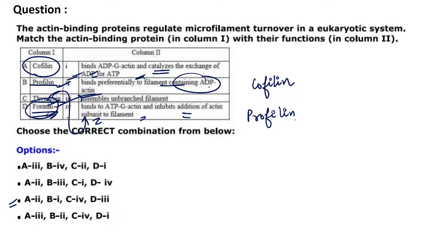Okay, very simple question. Learn the thread concept or the cytoskeleton concept in detail, and you will not make a mistake in this question. It is a factual question. If you know about all the proteins and their functionality, you will not make a mistake. So the answer for this particular question is option number 3. That is, A gets marked with second, B with the first, C with fourth, D with third. I hope it's clear.